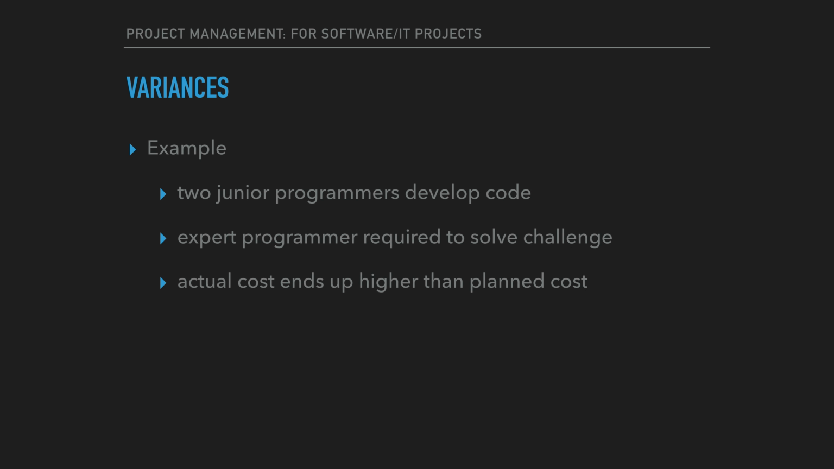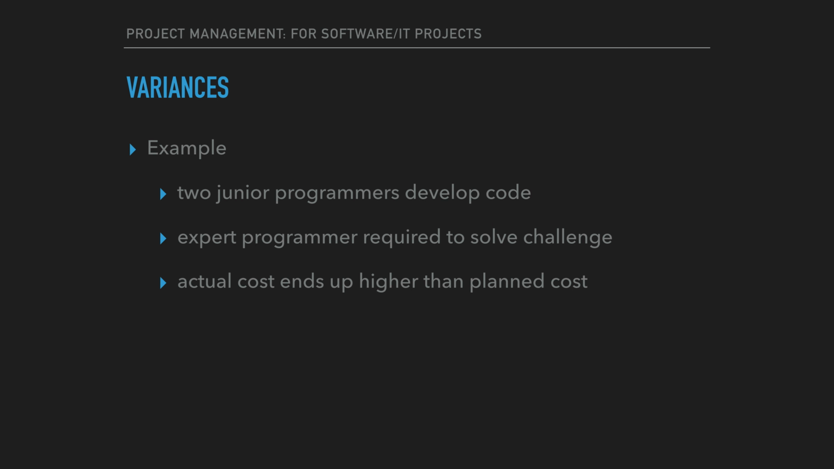Think about an example where a variance occurs due to a resource change. Imagine the planned project cost is calculated based on the assumption that only two junior programmers will work to develop the software. Now imagine a scenario where they run into a situation where they cannot solve a critical programming problem and an expert senior programmer needs to be recruited to solve the puzzle. In this instance, the actual cost will be higher than the planned cost.